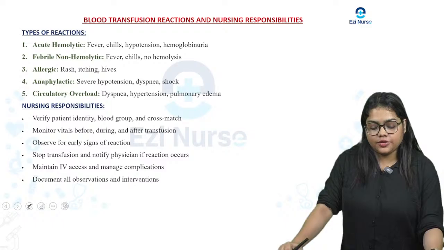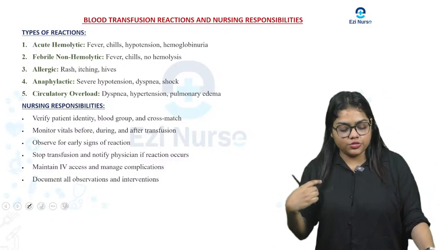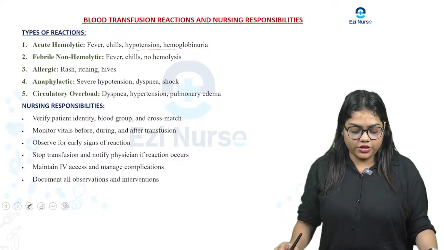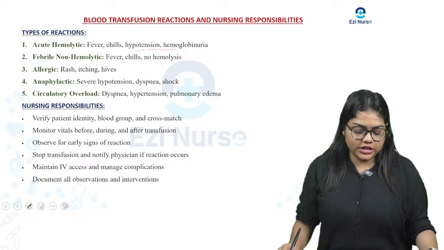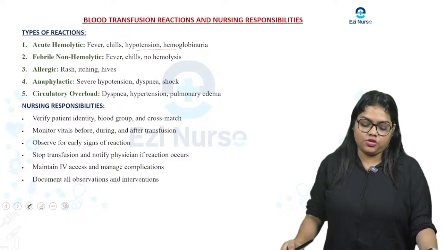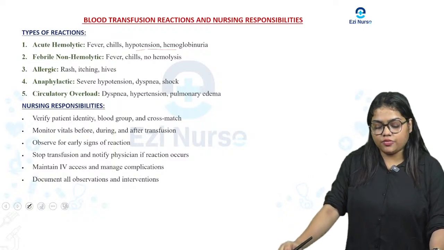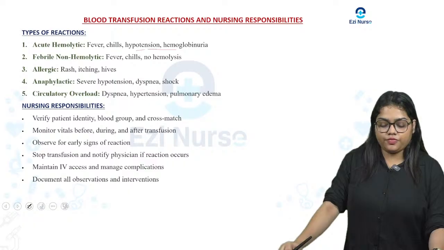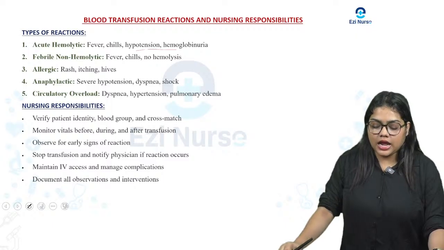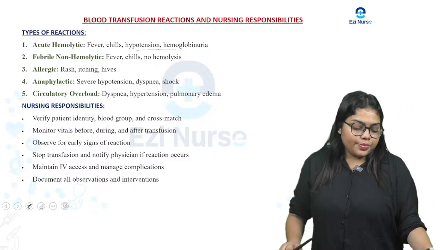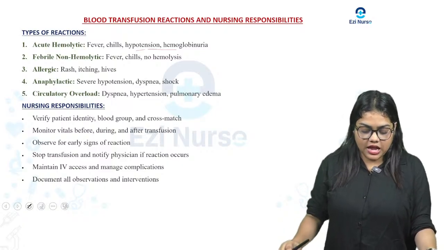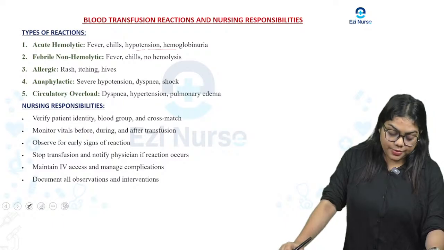So there are different types of reaction. Acute hemolytic shows fever, chills, hypotension and hemoglobinuria. Febrile non-hemolytic shows fever, chills and no hemolysis. Allergic shows the symptoms of rash, itching, hives. Anaphylactic shows severe hypotension, dyspnea and shock. Circulatory overload shows the symptoms of dyspnea, hypertension and pulmonary edema.